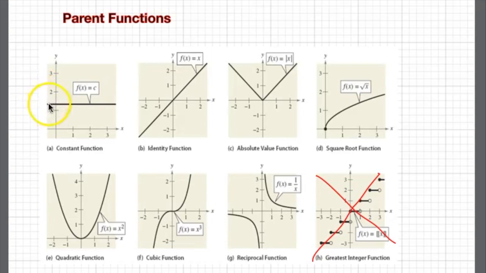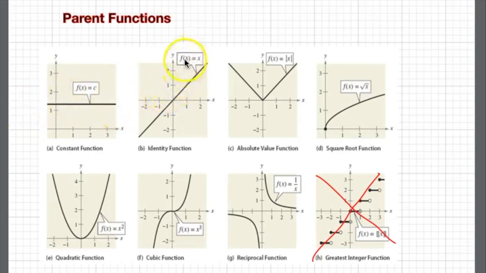This is going to be just a constant function, right? So f of x is equal to c, some constant. In this case, it looks like 1.2 or so. It could be any number, but it's just basically a horizontal line that goes right across our graph.